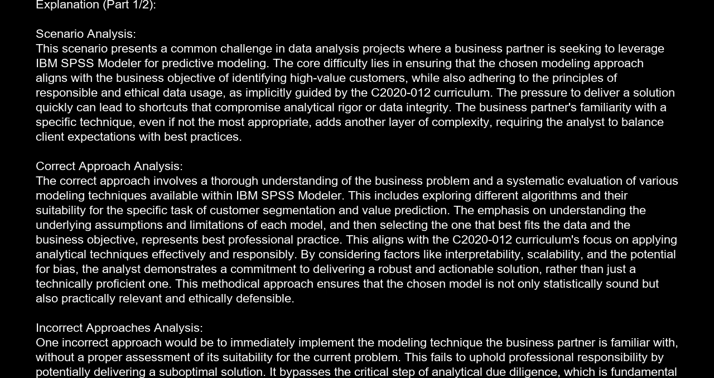Incorrect approaches analysis. One incorrect approach would be to immediately implement the modeling technique the business partner is familiar with, without a proper assessment of its suitability for the current problem. This fails to uphold professional responsibility by potentially delivering a suboptimal solution. It bypasses the critical step of analytical due diligence, which is fundamental to data analysis. This could lead to inaccurate predictions, wasted resources, and a failure to meet the true business objective, potentially violating implicit guidelines within the C2020-012 framework that emphasize effective application of tools.